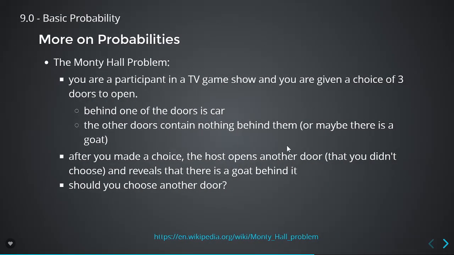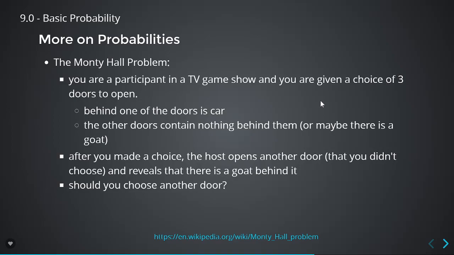Another fun topic about probabilities, the Monty Hall problem. This is probably something you've heard about before. So you're in a TV game show and there are 3 doors. Behind one of the doors is a car. If you pick the door with the car, you will win the car. The other 2 doors have nothing behind them, or we're going to say that there's a goat behind the door. I don't know why I picked a goat.